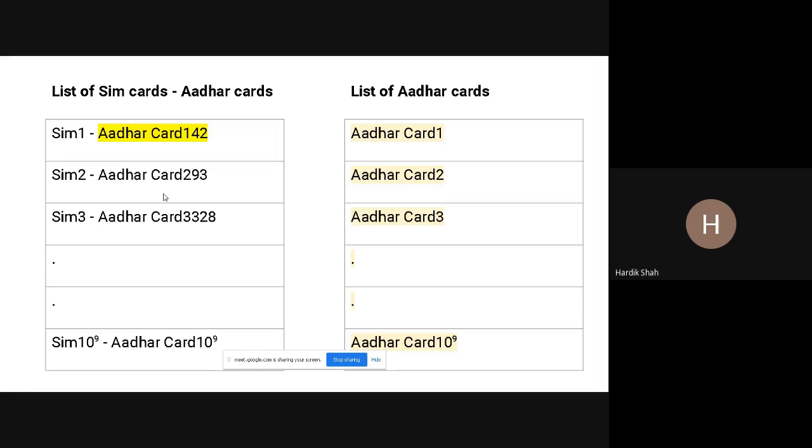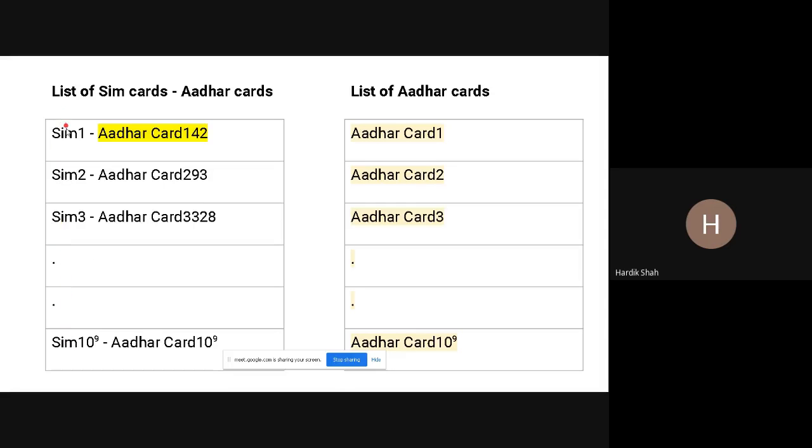Let's suppose we have a database that stores the links of SIM cards and Aadhaar cards. So here is the SIM card associated with this Aadhaar card. Now we have that database, but we have another data, that is the list of Aadhaar cards, which gives us the Aadhaar card number and the details it has, that is the residential address and everything else, right? So now I have to choose a SIM card. For that, I will have to go through all of this list. So I will have to compare whether my SIM card number equals this number, or this number, or something else.